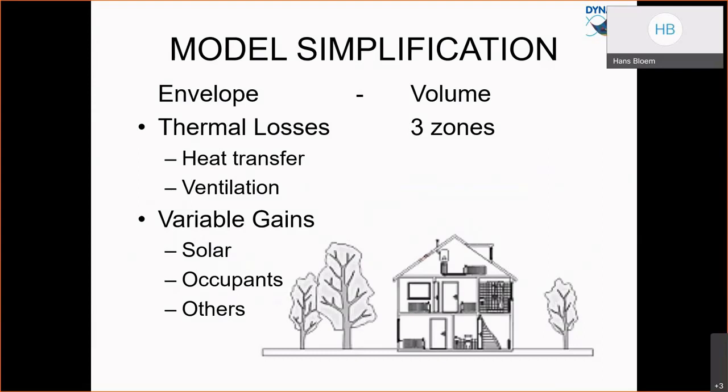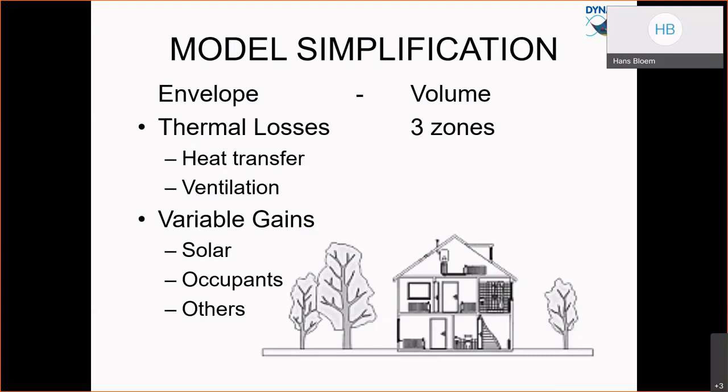So if you want to apply a mathematical model that is representing your physical object, then you should keep in mind that you have different steps of simplifying the model. In fact, a building, as we know, is an envelope, and it is a volume. For example, in this design, we have a 3-zone building, and we have the envelope. Well, the envelope is responsible for the thermal losses by heat transfer or by ventilation, by air that is moving through the envelope. The other side of the story is also that within the envelope, you can have variable gains, and they come from solar radiation through the window. It can be how the occupants behave, and other phenomena that are creating extra thermal gains in the building.